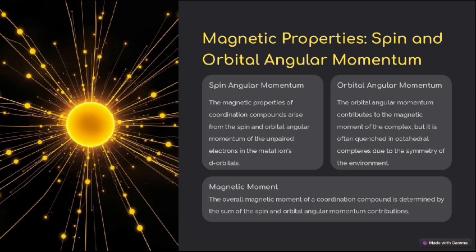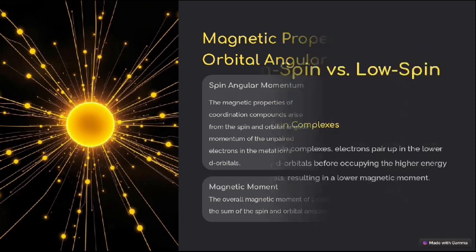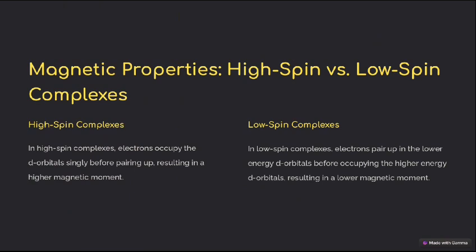The orbital angular momentum contributes to the magnetic moment of the complex, but it is often quenched in octahedral complexes due to the symmetry of the environment. Magnetic moment: the overall magnetic moment of a coordination compound is determined by the sum of the spin and orbital angular momentum contributions. Magnetic properties, high spin versus low spin complexes.